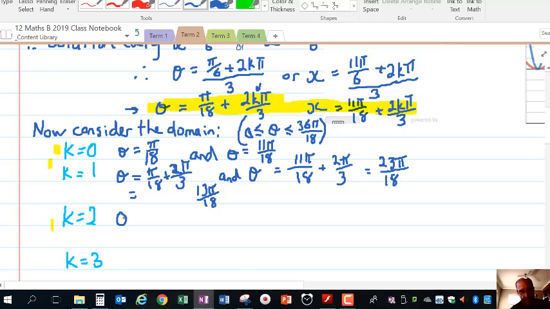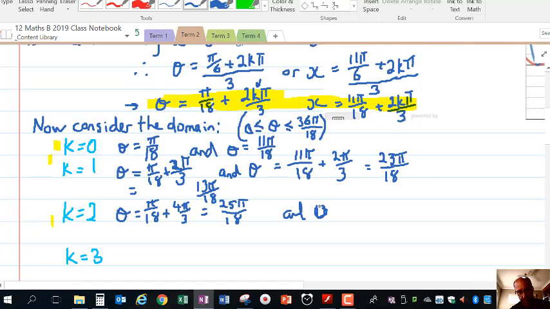When k equals 2, theta equals pi on 18, so that's 4 pi on 3 added on now, plus 4 pi on 3, and we get 25 pi on 18. And theta also, come back, theta equals 11 pi on 18 plus 4 pi on 3, and that's 35 pi on 18.